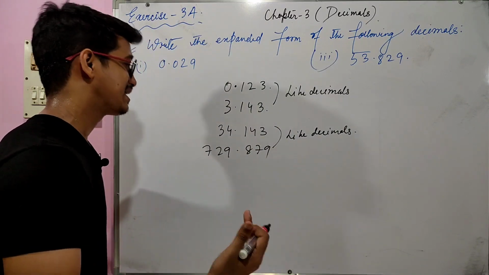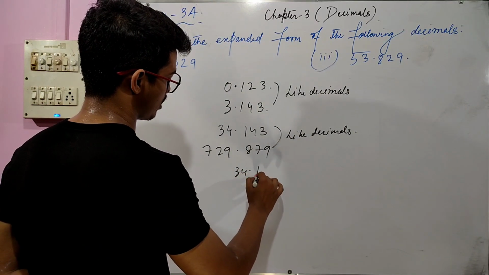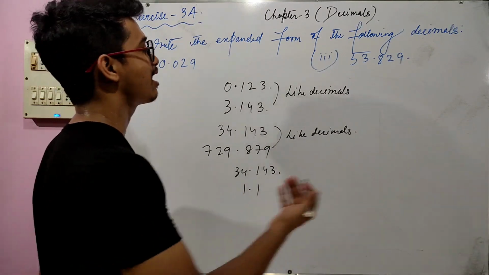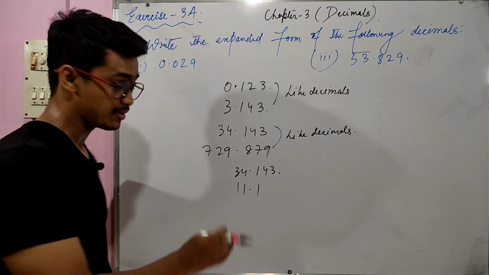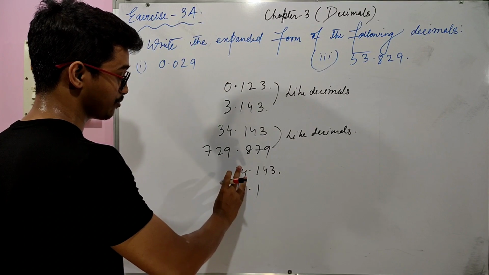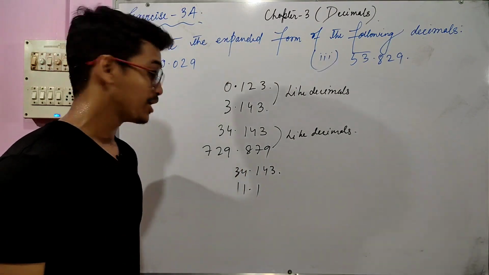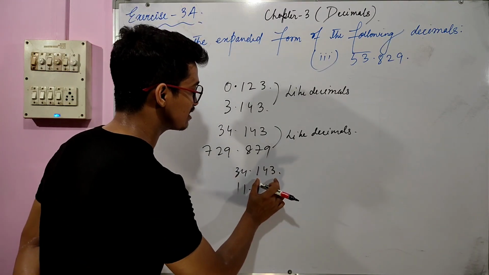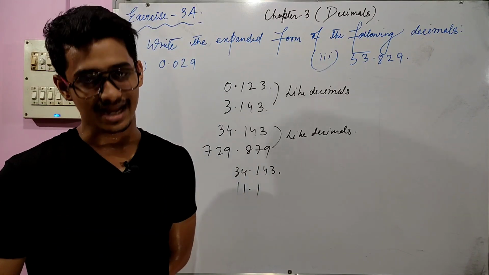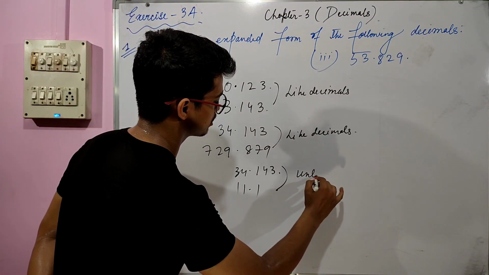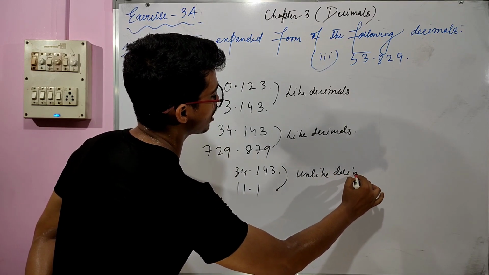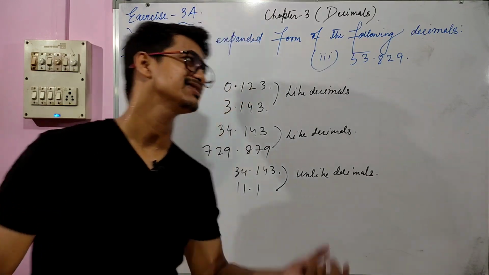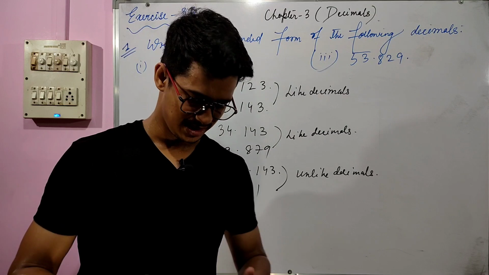So what is left behind? If I'm talking about, let's say, 34.143 and 1.1, these two are not like decimals; they are unlike decimals. If I put 11.1 also, before the point there are 2 numbers and in the other also 2, but after the point there are 3 numbers and here only 1 number. So we can say that both are unlike decimals, because we are just concerned about how many numbers are there after the point. That is a very basic thing that we need to understand.